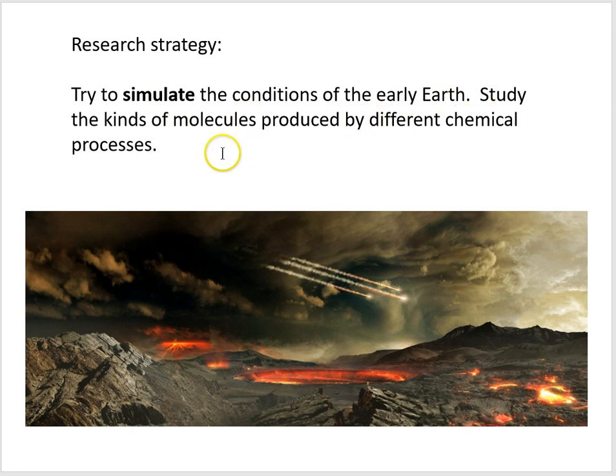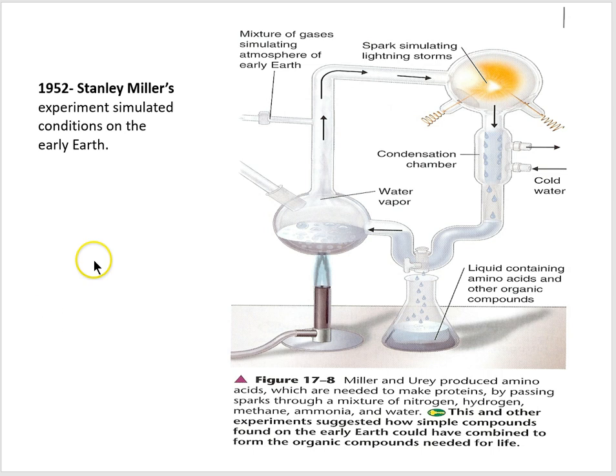Try to simulate the conditions of the early Earth, and then you want to study the kinds of molecules produced by different chemical processes. In 1952, Stanley Miller did just that, and he's going to open up a whole new field of research into the origin of life. He's going to try to simulate the early Earth with this apparatus here. He's got a chamber here.